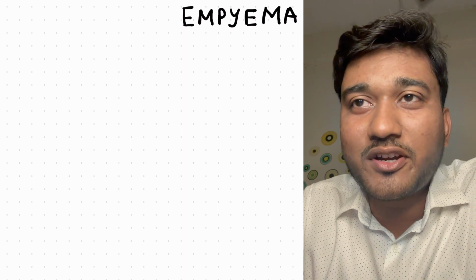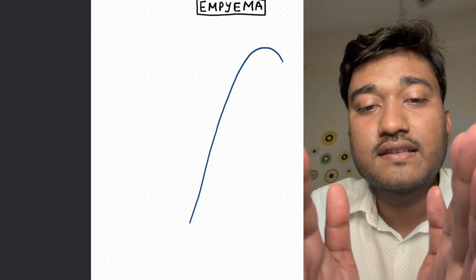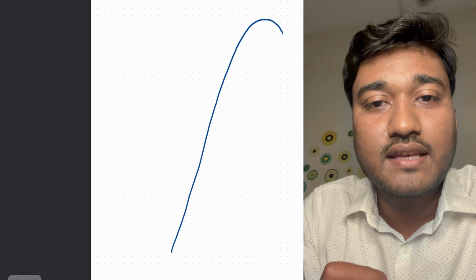This is a very important topic. So what is empyema? By definition, empyema is a collection of pus within the pleural space or pleural cavity. That is, in between the visceral pleura and the parietal pleura, there is a collection of pus. This is called empyema.